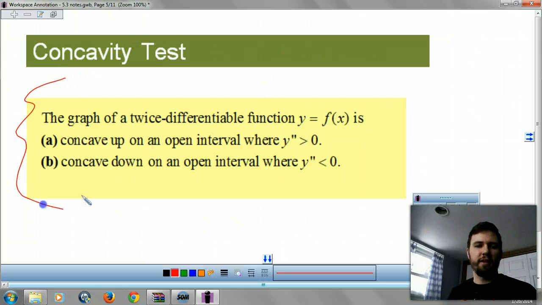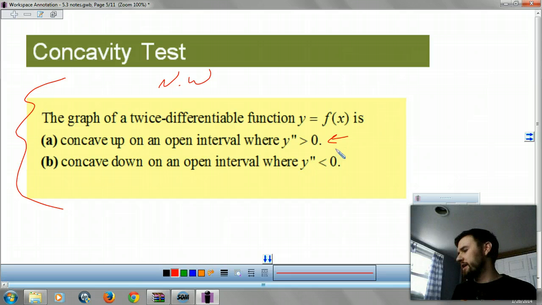Here's your concavity test. You are concave up where your second derivative is greater than 0. You're concave down where your second derivative is less than 0. This is the same test you used for increasing that we did last section, but now we're looking at concavity. This is important because if you have concavity up, that means your investment is good because it'll keep going up higher and higher. Write that down.